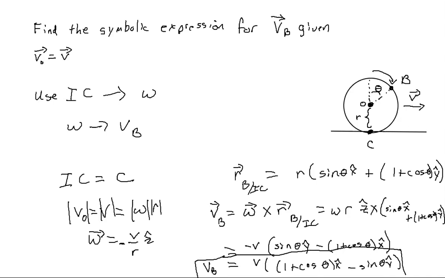Okay, just to recap, we found the instantaneous center of motion. We used that to determine omega because we found a point where we already knew the velocity, so we could figure out what omega needed to be. Once we had omega for one point, it's the same omega for all the points, and we could use that to find an expression for the velocity of some random point B. Okay, hopefully that was a helpful example.